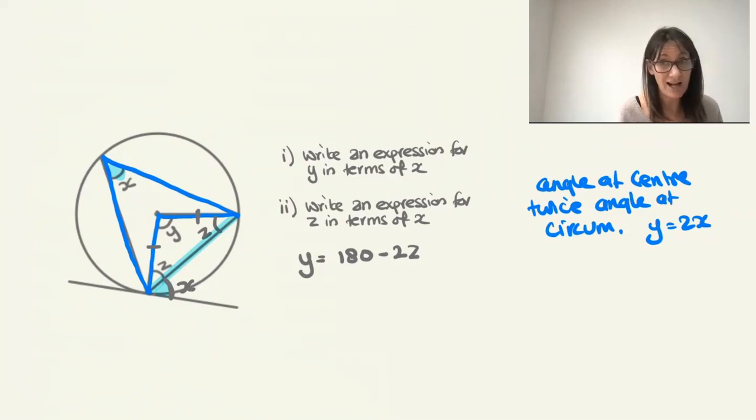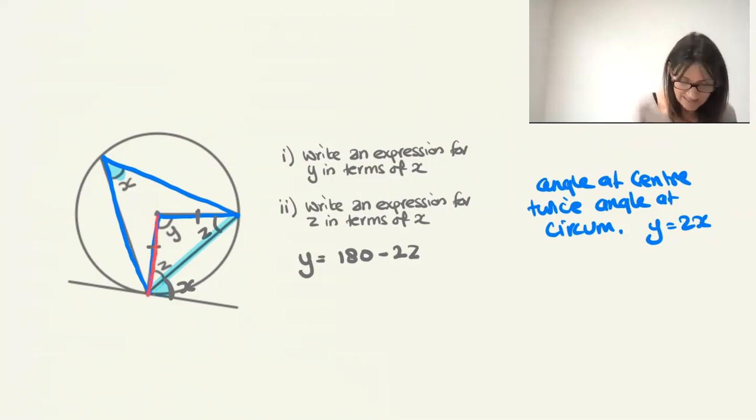Okay, and I've got a lot of colors going on now, so I hope I'm not confusing you too much. I'm going to go with bright red. This radius meets the tangent at 90 degrees. So I have 90 degrees here. So I can now say that z is equal to 90 take away x.